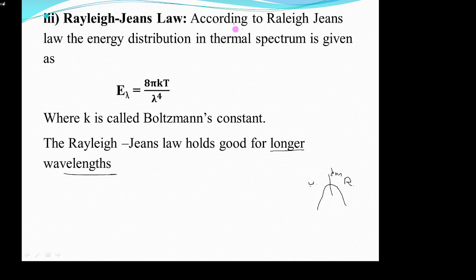According to Rayleigh-Jeans law, the energy distribution in the thermal spectrum is given by E lambda is equal to 8 pi kT by lambda power 4. Here k is called the Boltzmann constant. Its value is 1.38 into 10 power minus 23 joule per Kelvin. So these are the laws of black body radiation. Wien's law holds good for shorter wavelengths and Rayleigh-Jeans law holds good for longer wavelengths. Okay. So this is about black body radiation.